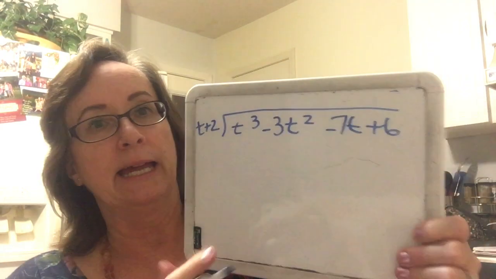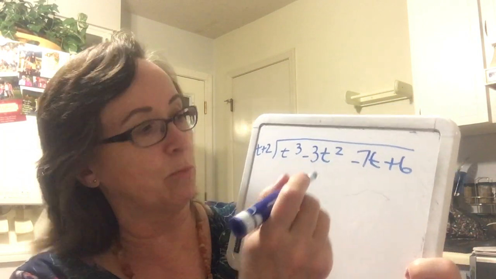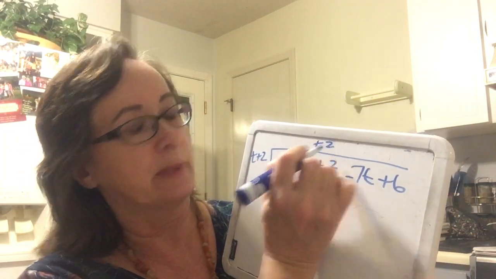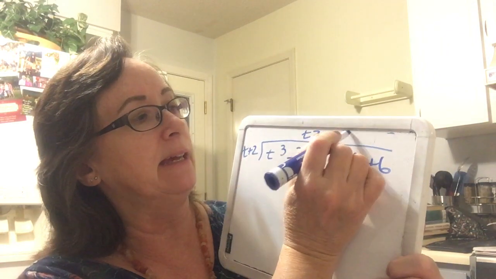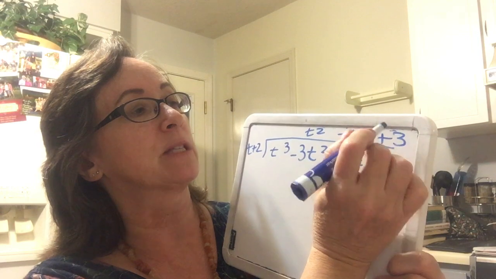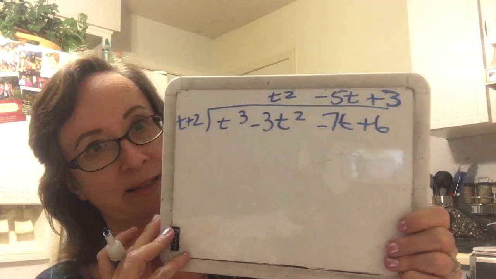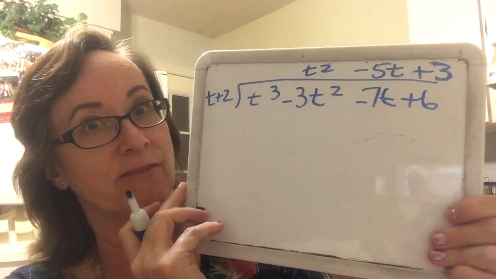Now, when we finished doing this, remember our answer was t squared minus 5t plus 3. Okay, so we've already done this one, and this was our answer. Okay, so we're going to do this one using synthetic division.